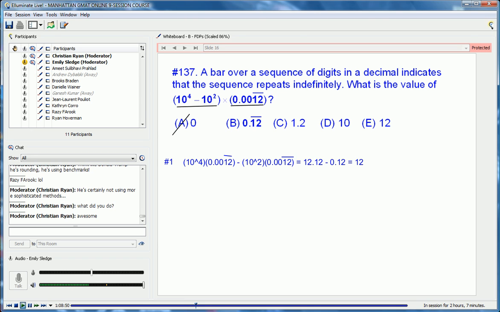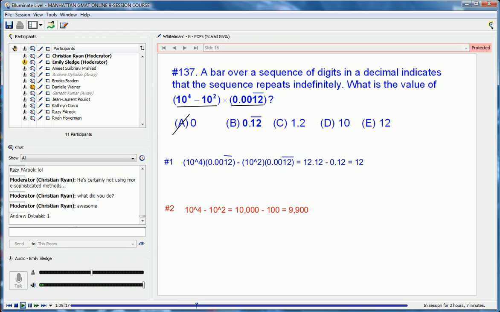The other method was to deal with that subtraction first. So those of you who did this probably expanded out 10 to the 4th and 10 squared and said, okay, what is 10,000 minus 100? And you get 9,900. And then you would do 9,900 times that little tiny number. Which of those two do you guys think is easier? Type in number 1 or 2.